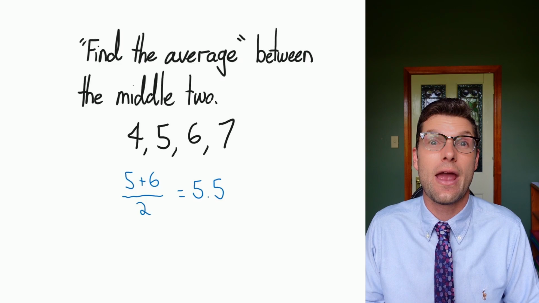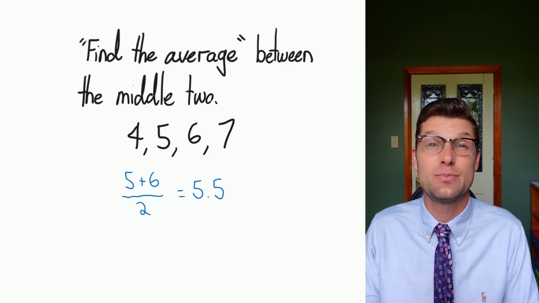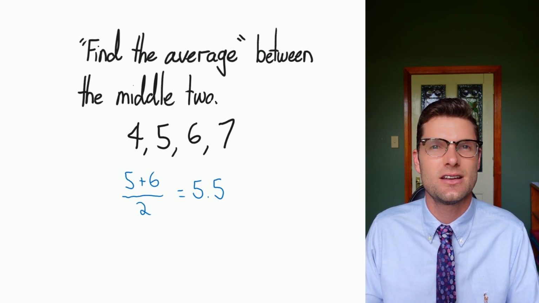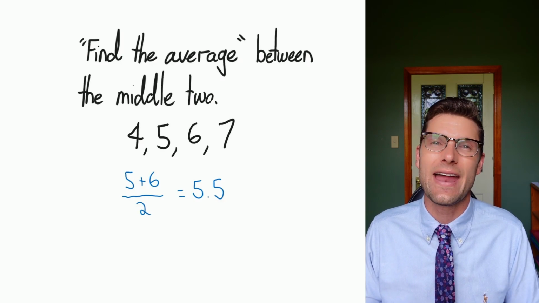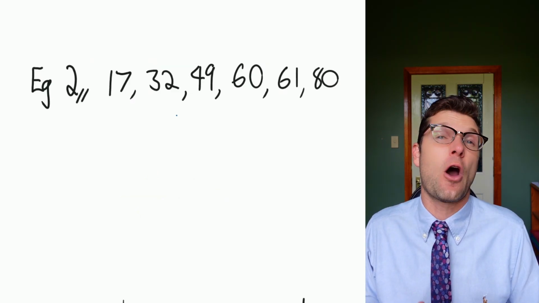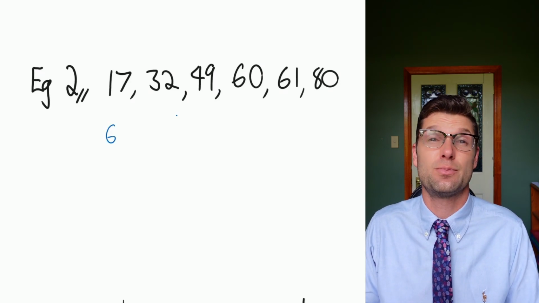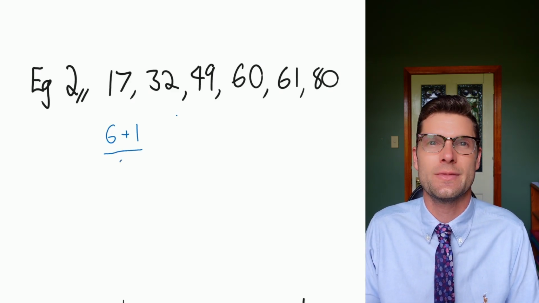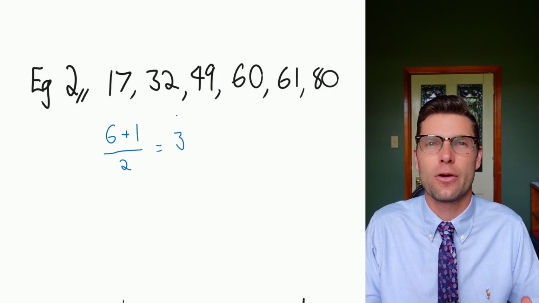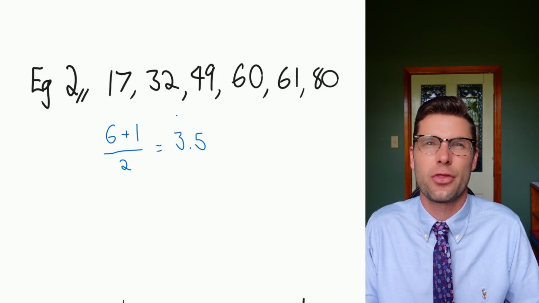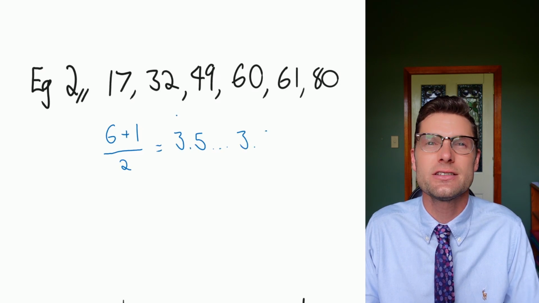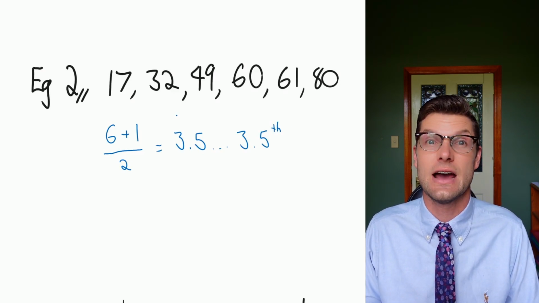So all you have to do every single time is find the average between the 2 most middle numbers, and that will give you the median for that data set. So in this example here, we've only got 6 data points. So to find out what the median is, we have to do that 6 plus 1 divided by 2. This is going to give us the answer of 3.5. So that's saying it's the 3.5th score across. That is the median of the data set.